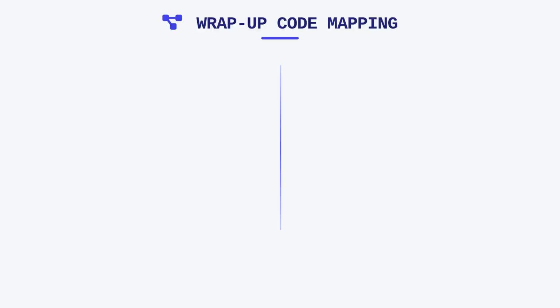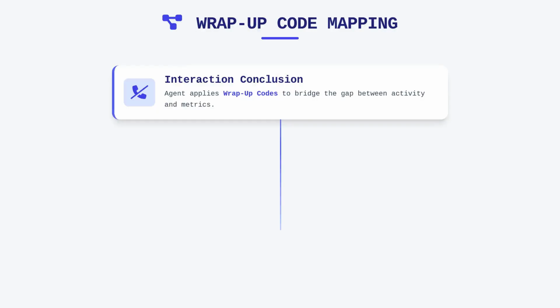Once an interaction concludes, the closing status is captured through wrap-up codes, which we must effectively map to outbound interaction outcomes to ensure our reporting stays accurate. Wrap-up mapping allows the system to bridge the gap between agent activities and campaign metrics, effectively feeding the analytics engine with granular data about why a call ended.